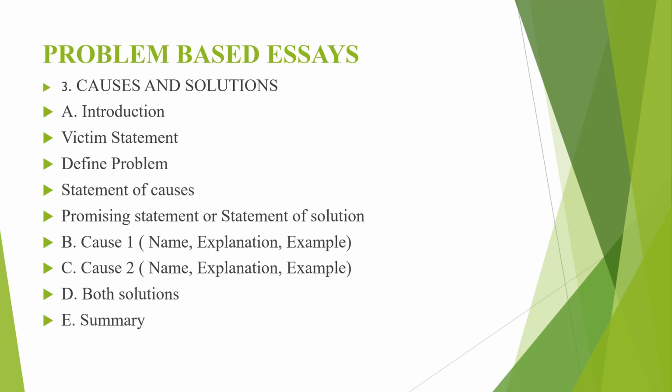Then the second paragraph should be related to cause 1 and cause 2, that what are the causes for such a problem. So in the second paragraph, which is the B paragraph, mention that particular cause, explain it, and mention an example as well. For the third paragraph, mention the second cause, name it, explain it, and again provide an example. For the D section, mention the solutions for both cause 1 and cause 2. You can either write them in two separate paragraphs, but again, it's not mandatory. You can mention both solutions in a single paragraph as well.